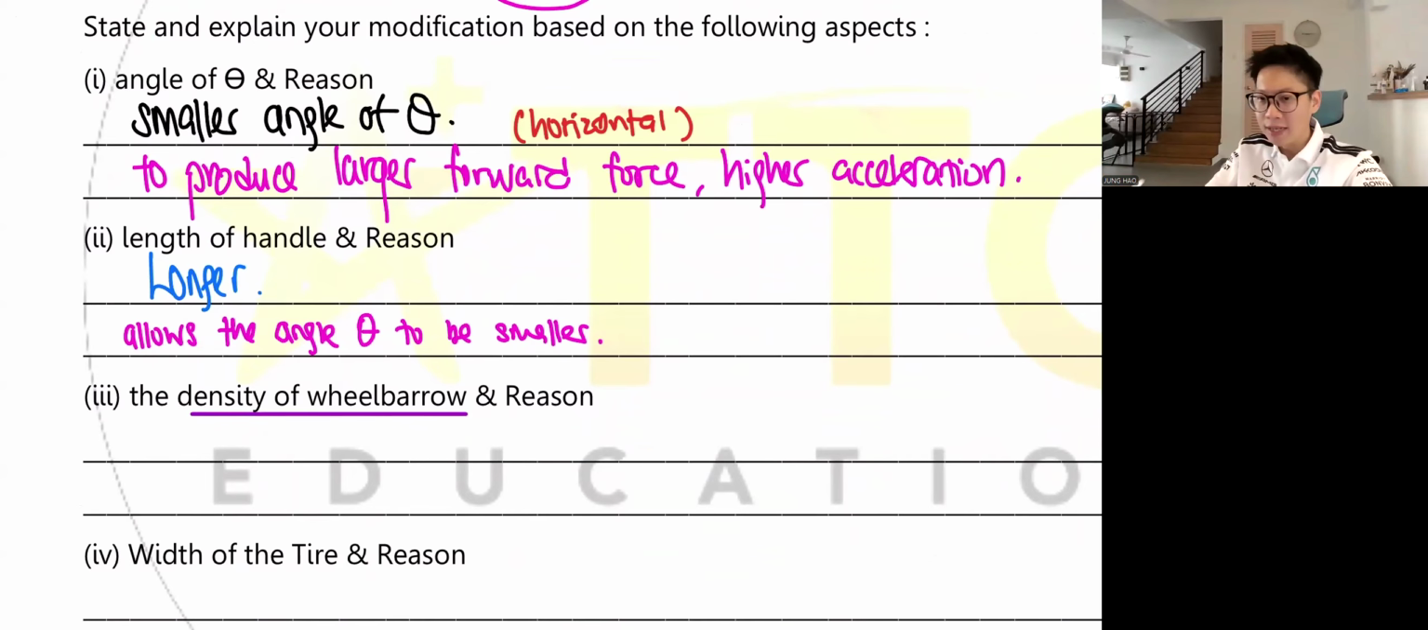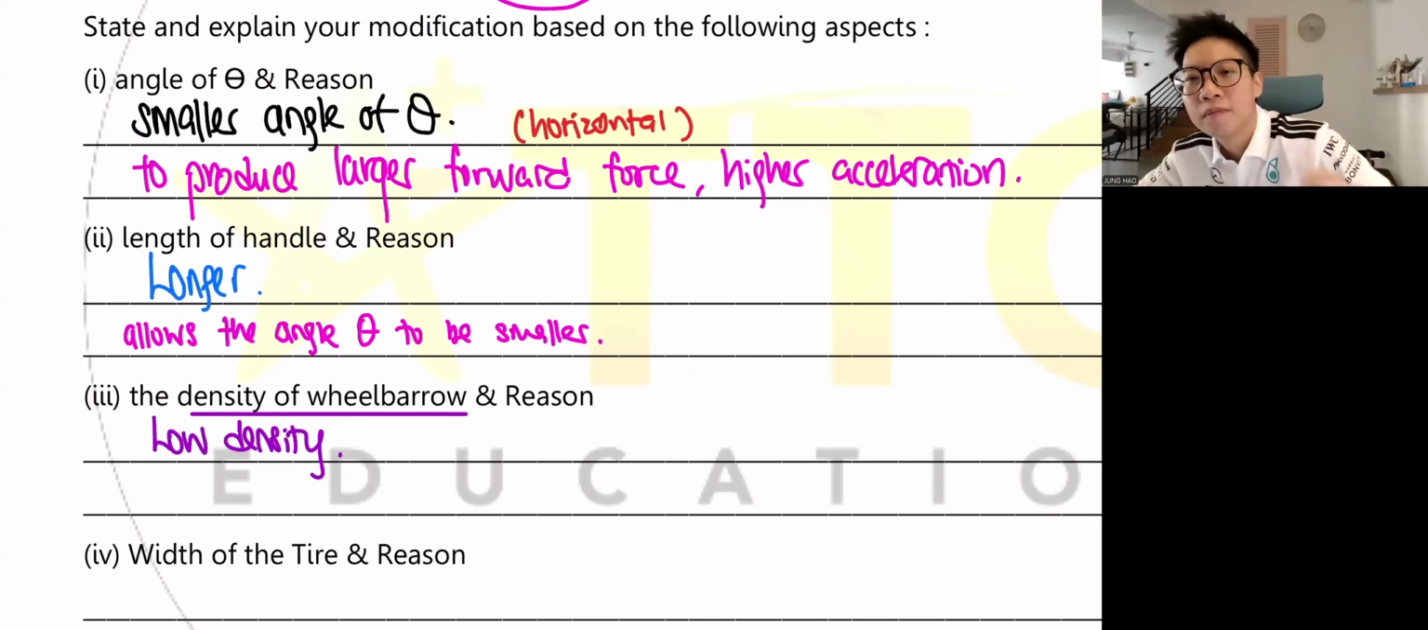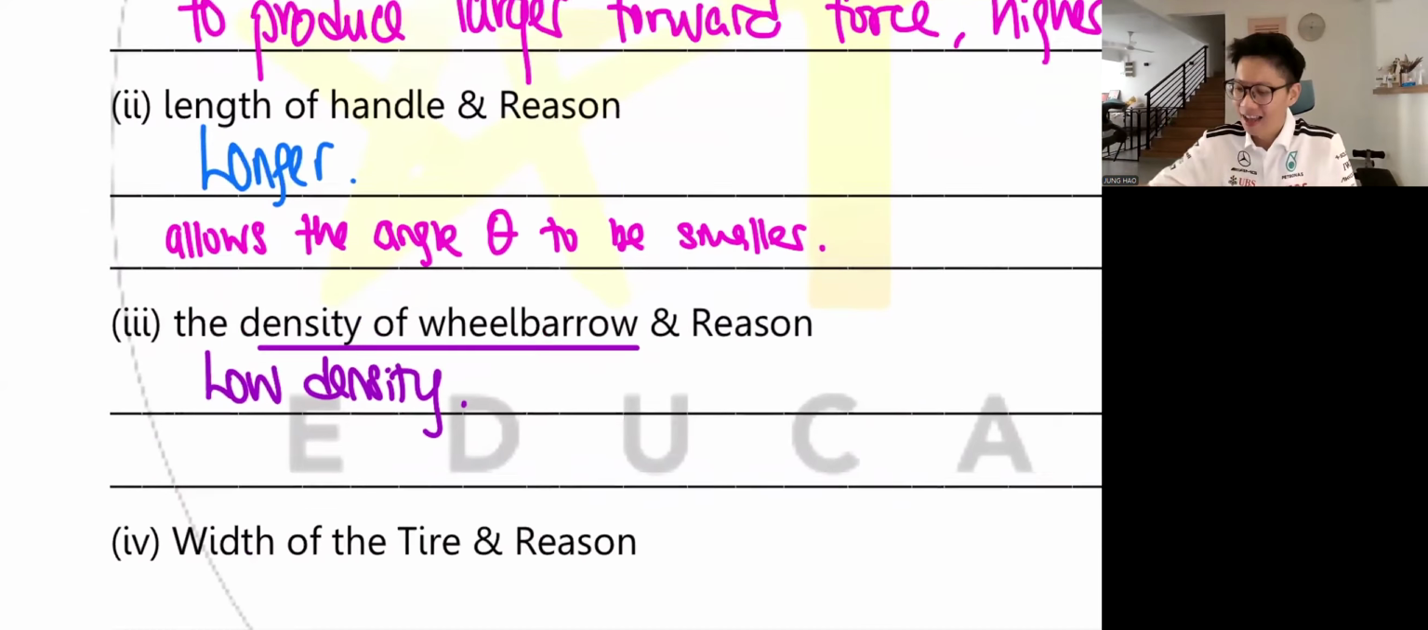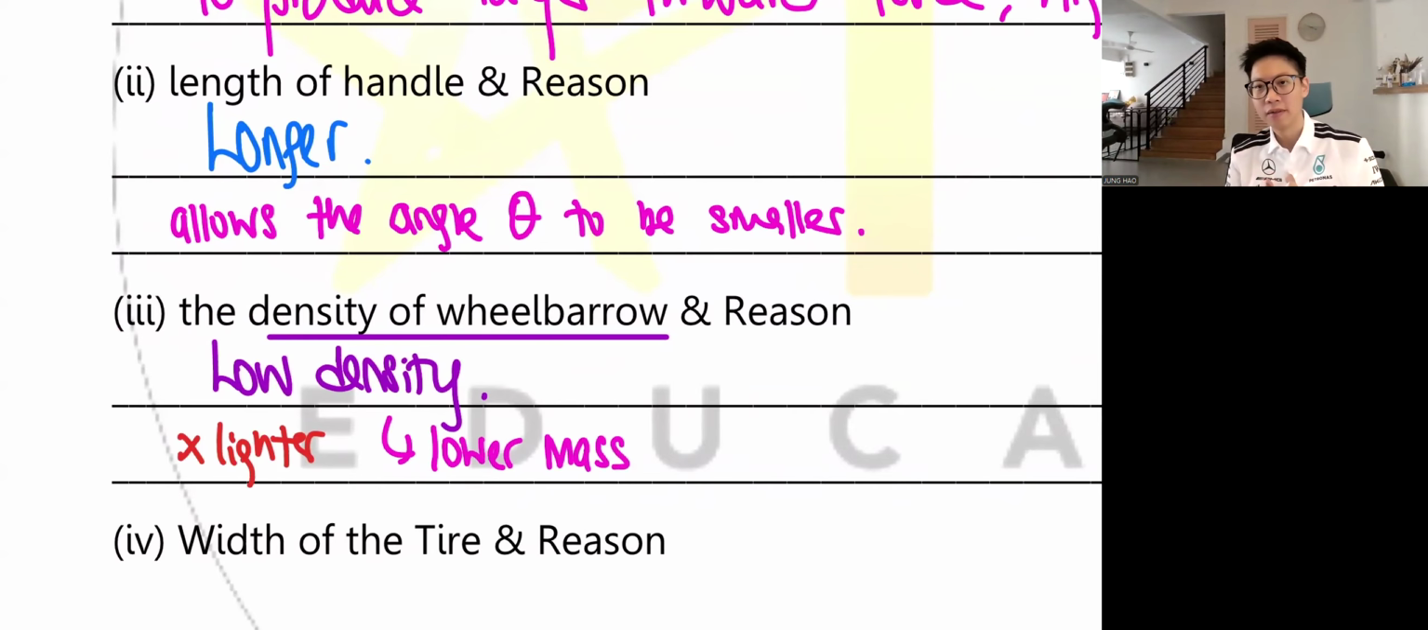Okay, guys. So what about the density? So obviously we want low density of the wheelbarrow. But then, hey guys, hang on. Everybody, listen up. How do we explain why low density? Okay, I don't want lighter first. Lighter, you can write at the end. The first answer immediately after low density that I accept is lower mass. Okay. Don't even say weight. Don't even say weight.